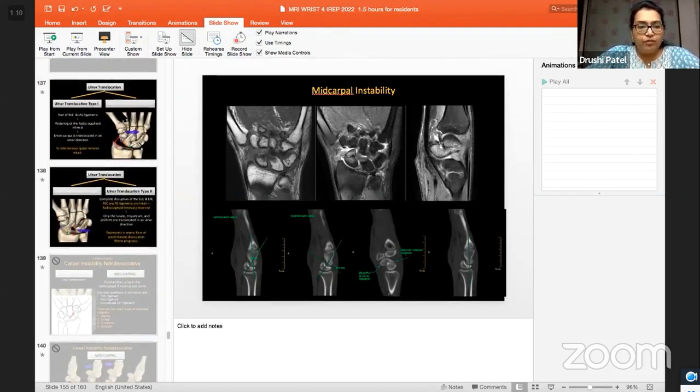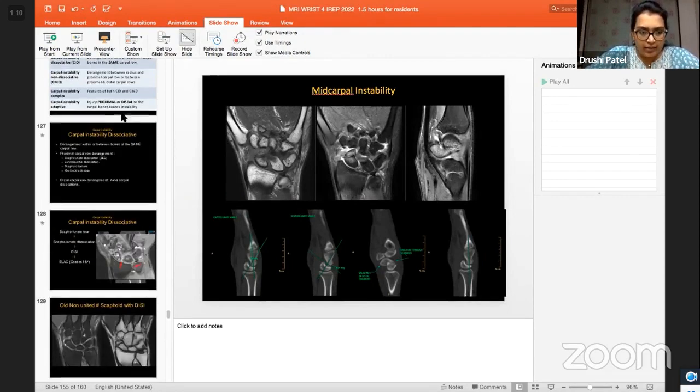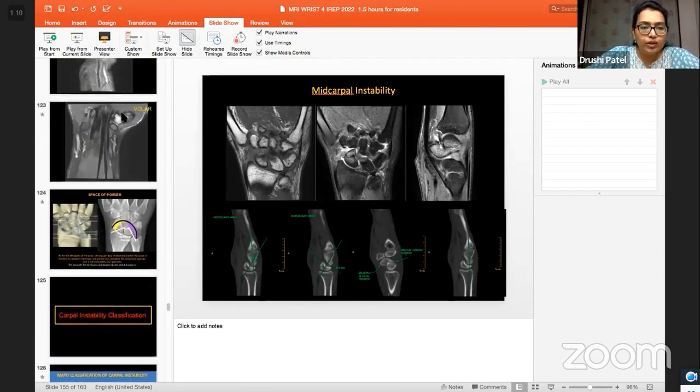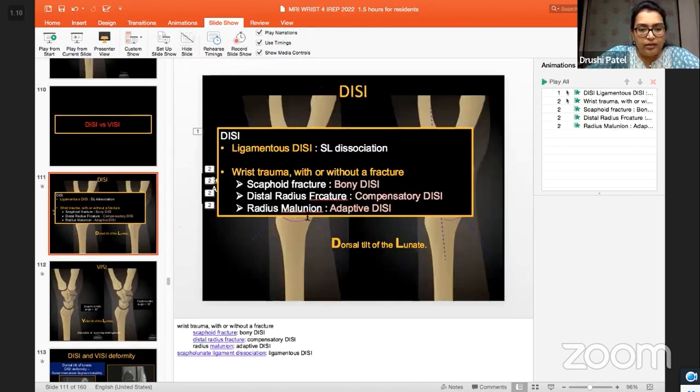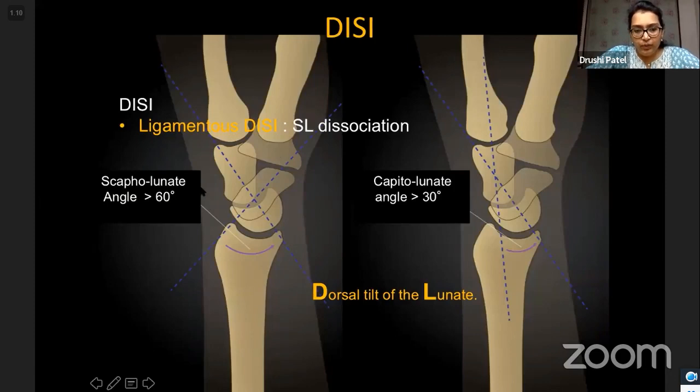DC and VC are defined by the lunate axis. So when there is a dorsal tilt of the lunate axis, this is the lunate bone, this is the lunate axis, this is dorsal, this is volar. So when the lunate axis tilts dorsally, resulting in an increase in the scapholunate angle, that is DC.